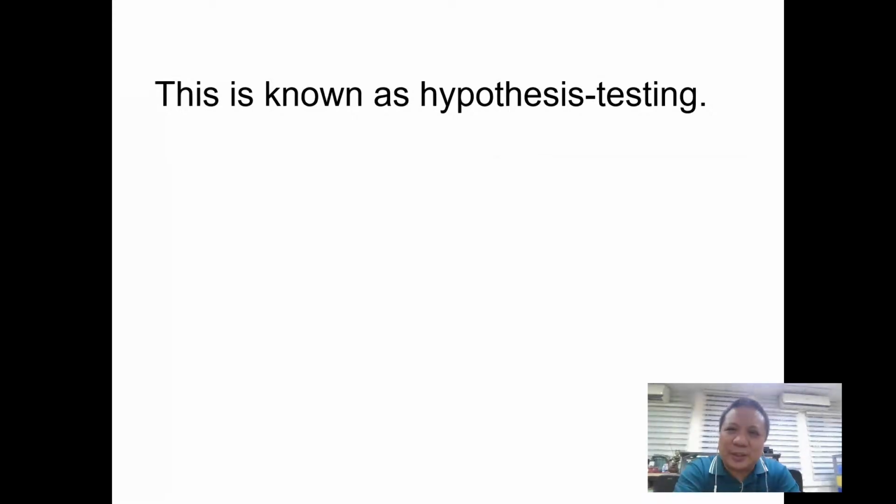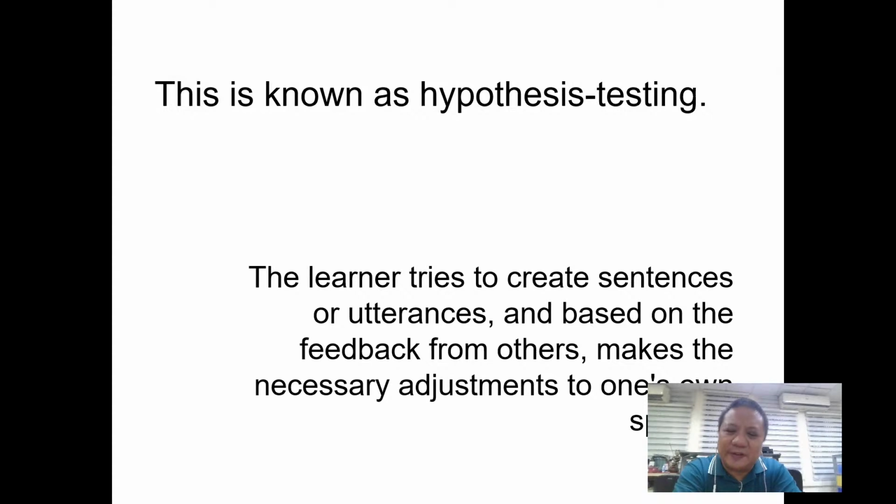Now when you try to find ways of saying things, this is called hypothesis testing. You hypothesize, trying to communicate with somebody, and based on your feedback, you modify your hypothesis. So the learner tries to create sentences or utterances, and based on the feedback from others, makes the necessary adjustments to one's own speech.